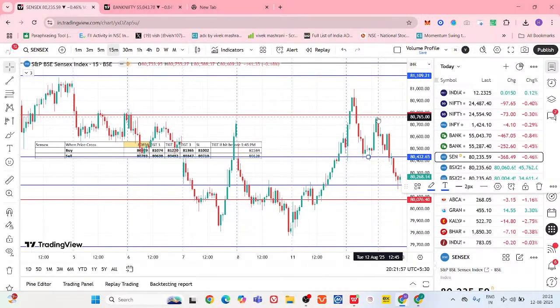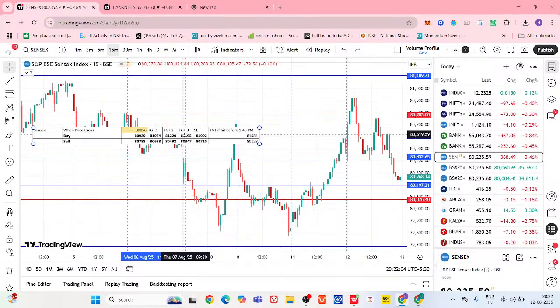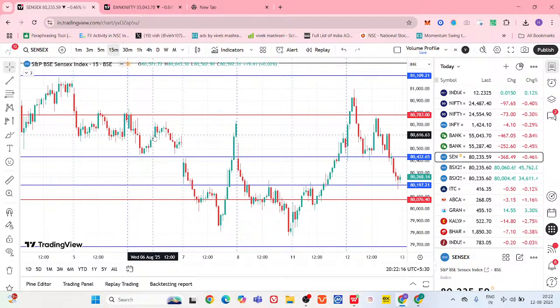And then again, exactly here also, if you see, it is tested. It has gone to the target. What is this? 80,347. Target 3 is done. 80,128 also almost was done. So that's the beauty of this calculator. If you are interested, you can connect.